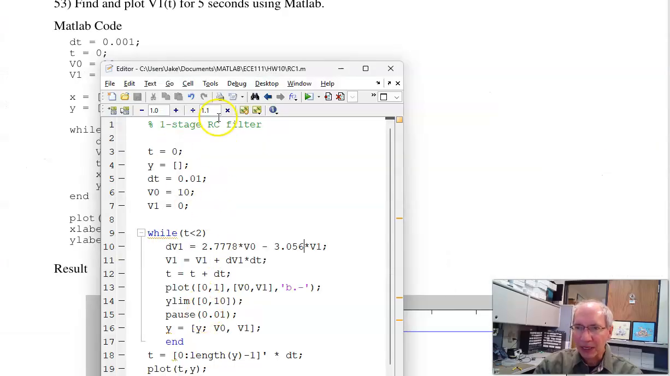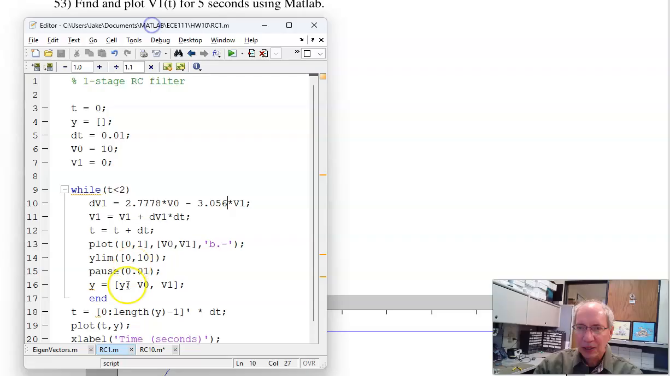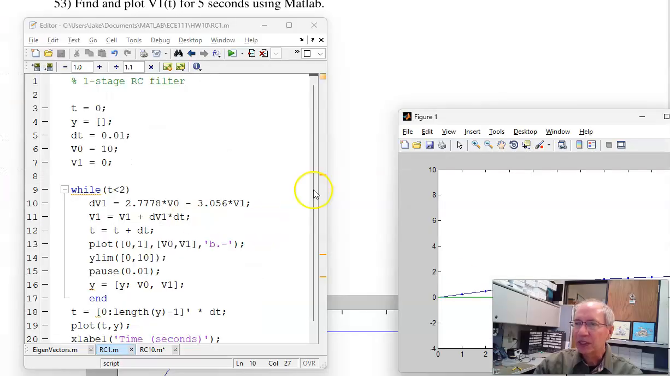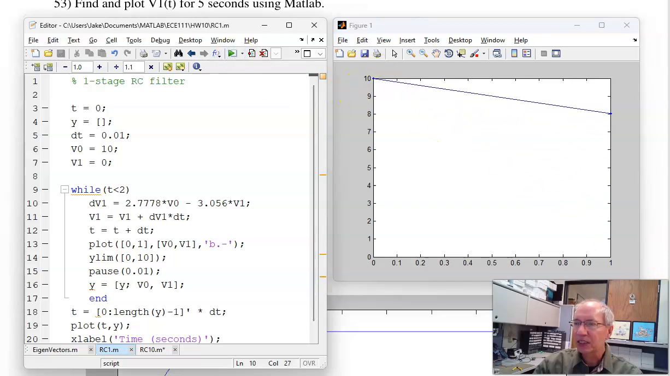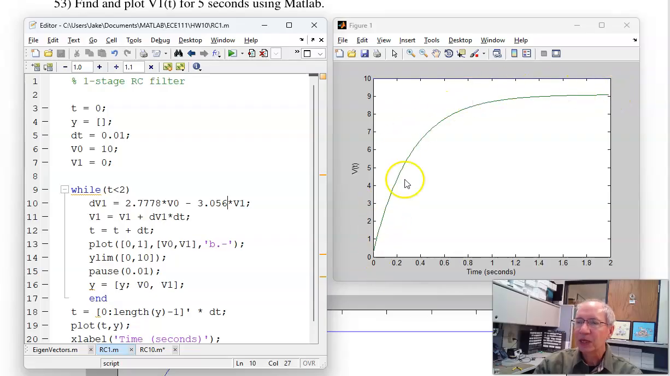I'll go into Matlab. Here's my first order differential equation. Just for fun, let's plot the voltage versus time. So when I run it, V0 is 10, that's V1, starts at 0, and charges up. Eventually reaches steady state. Plot V1 versus time. I get that. That is the voltage V1 versus time.